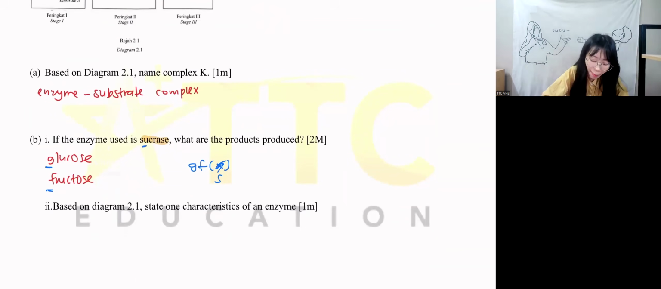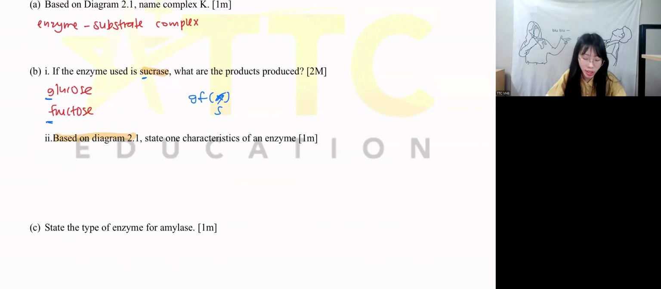And next, based on diagram 2.1, state one characteristic of enzyme. Okay, the keyword is based on diagram. When we say based on diagram, it means things that we can see. What can we see in this diagram? Can you see that they are a catalyst? Can you see them speed up the reaction? Cannot see, right? So if we cannot see it, what can we write? We can see that they are highly specific, correct? The enzyme reactions are highly specific, and enzymes are not destroyed at the end of the enzymatic reaction.